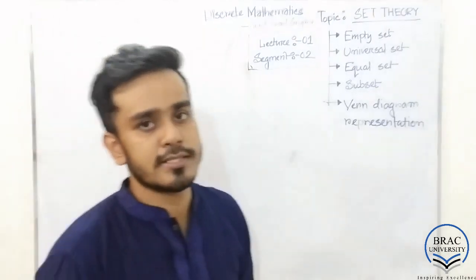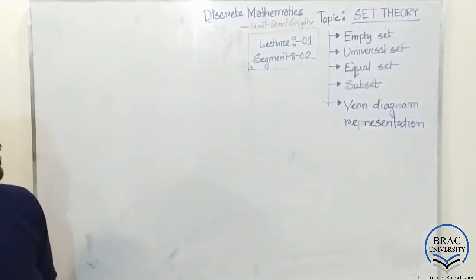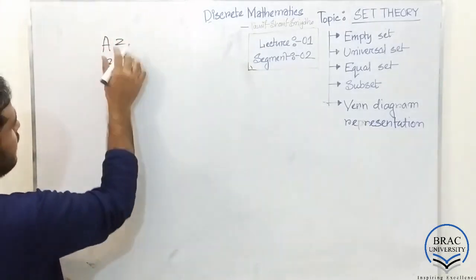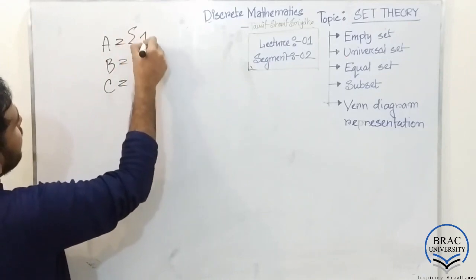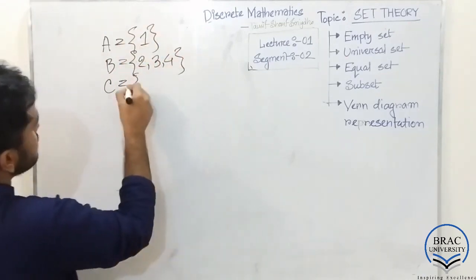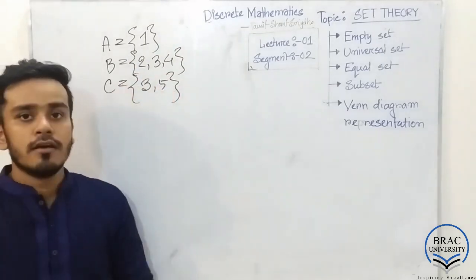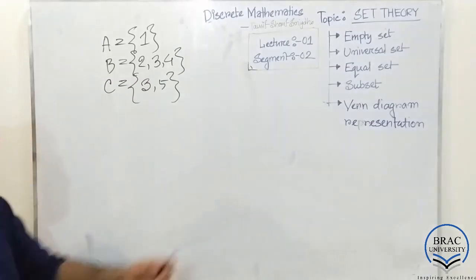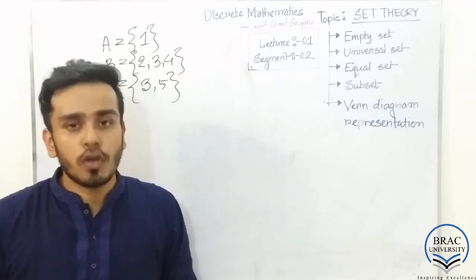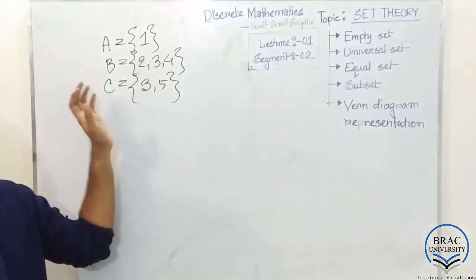Here comes universal set. Before we go into the discussion of universal set, let's consider 3 different sets A, B and C, where A equals {1}, B has 2, 3, 4 as its elements, and there are 3, 5 in set C. So what is a universal set? A universal set is a set containing all of the elements of the sets under consideration.